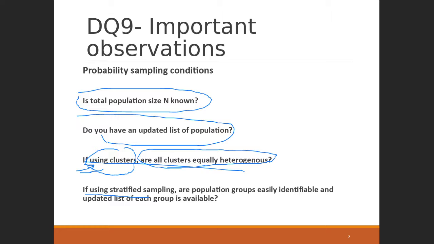So these were the issues you need to be clear about while deciding on using probability sampling methods in your research. You need to be very clear about these four questions. If you have valid answers to these four questions, then the possibility of using a probability sampling method is there. But if you don't have an updated list of the population, if the total population size is not known, and if your clusters are not equally heterogeneous, then you cannot use a probability sampling method, and you have to settle for a non-probability sampling method.